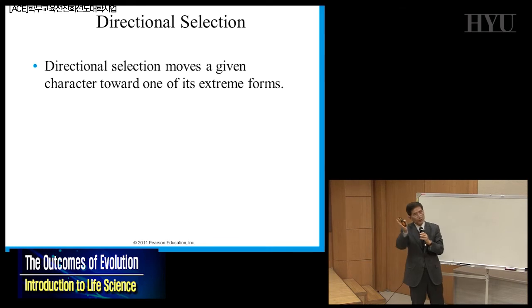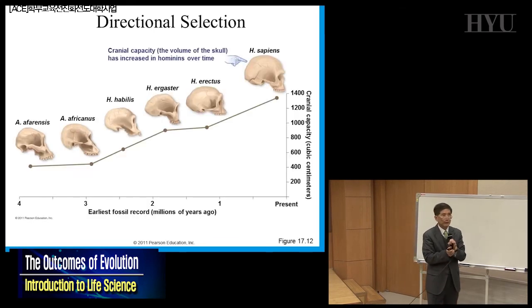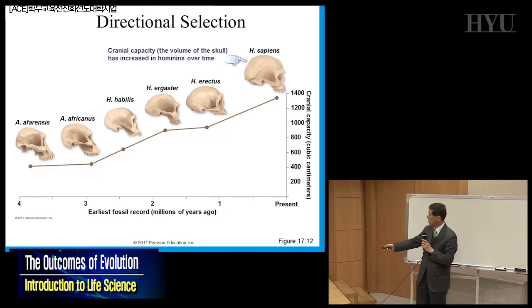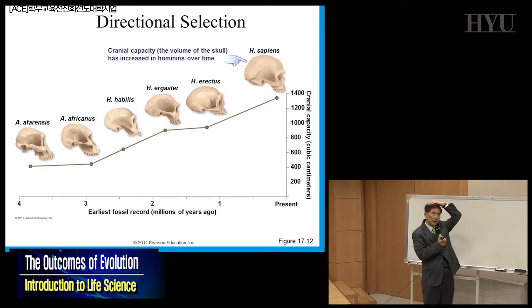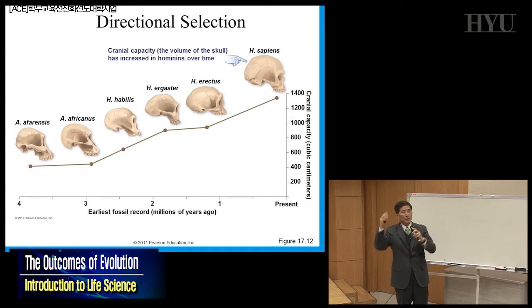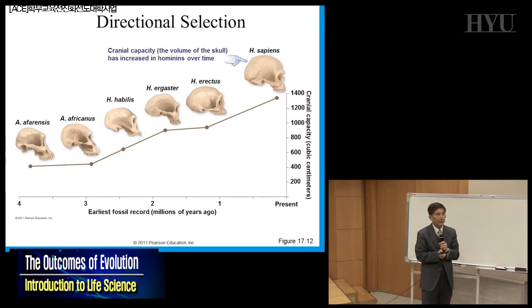The second one is directional selection. It goes in one direction. A good example is the evolution of hominoids, in other words, human-like species. They studied the fossil records, and they have this cranial capacity, which means the size of the brain, the emptiness of the skull. If you measure those capacities, your head is getting bigger and bigger and bigger. So it goes in one direction. It's directional.